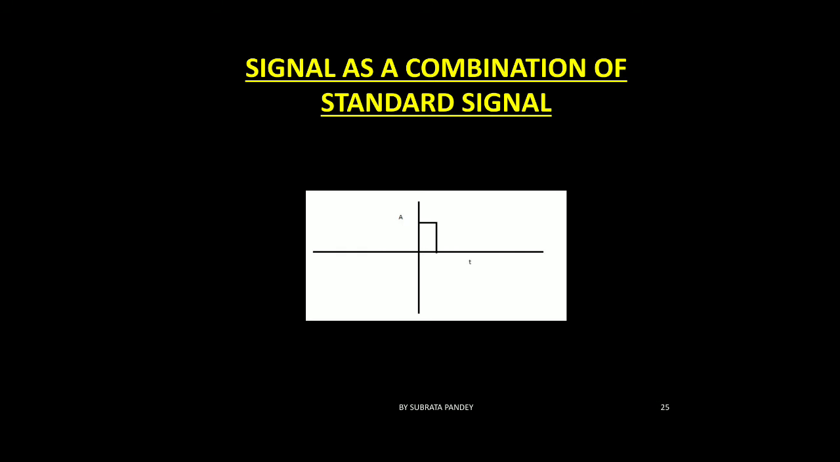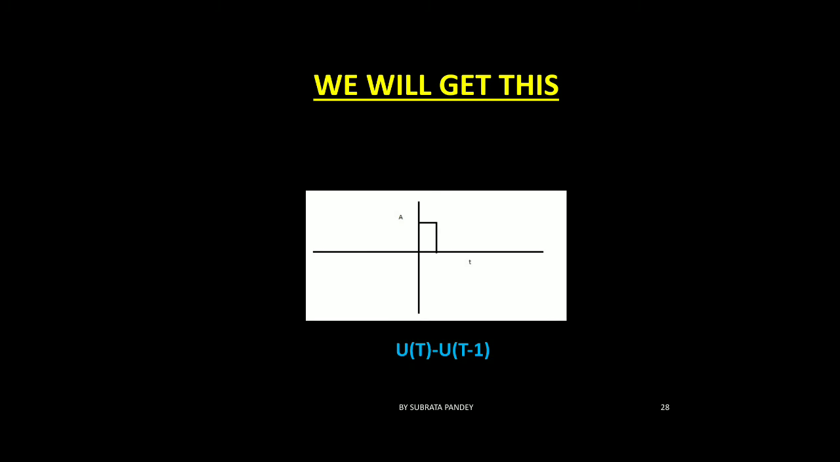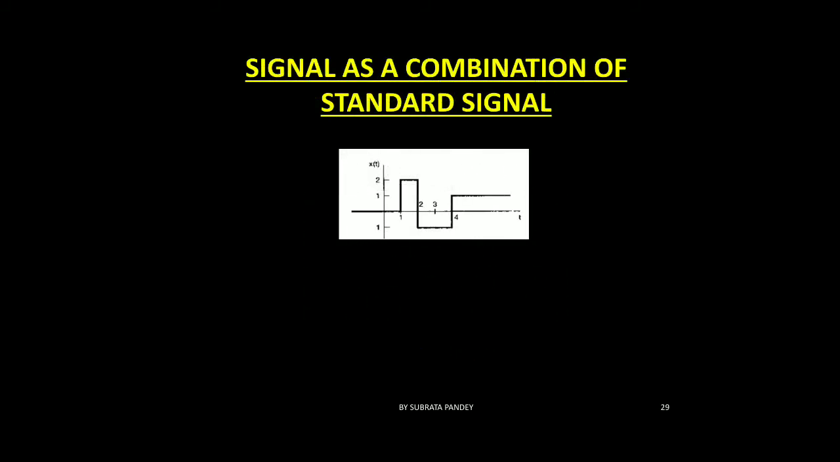So here we can see an example signal, and we will express it as a combination of standard signals that we have learned so far. So this is u of t, and this is a time shifted unit step, and if we subtract this from this, we will get this. For subtraction we will use a minus, so the whole equation will be u of t minus u of t minus 1. So we can again express this signal as a combination of standard signals. That would be your homework. Write down the answer in the comment section.